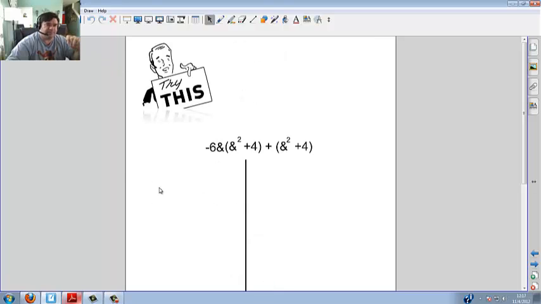Go ahead and try it this time. I don't care if they're weird symbols. Just do what you know what to do. Let's see if you got it.